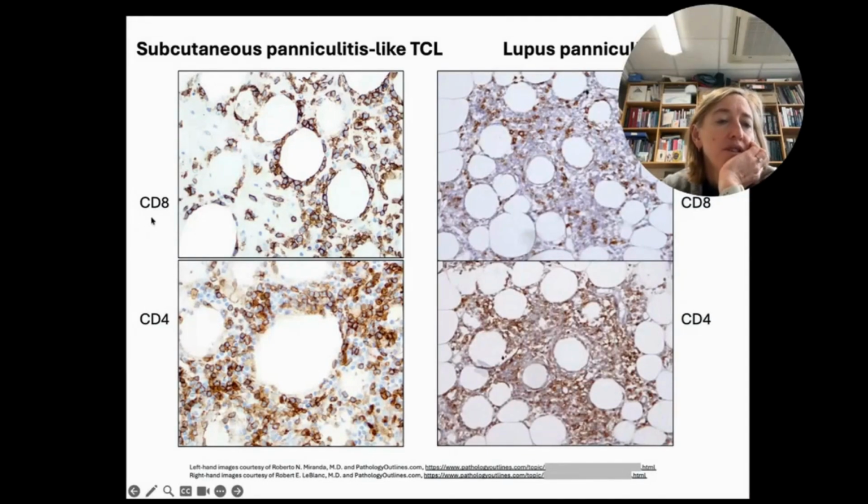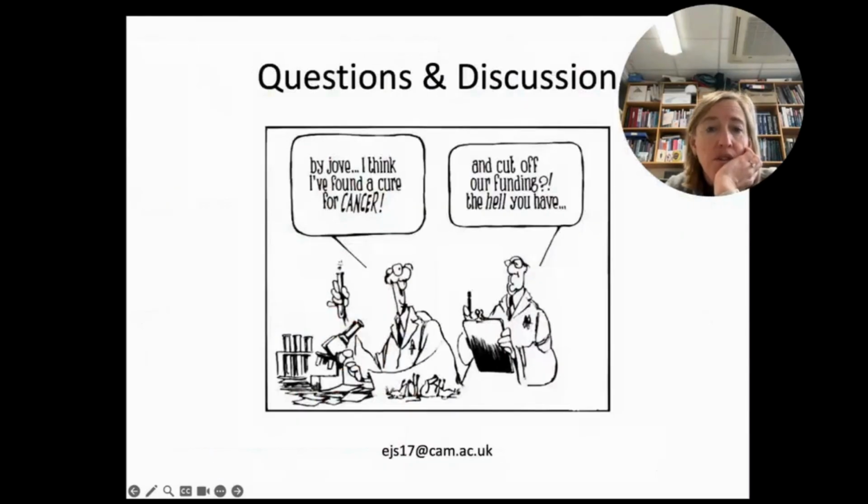Although there are CD4 positive T cells mixed in, the ones that are around the rim of the adipocytes are CD8 positive. Whereas in lupus, you can see there are some CD8 positive cells, but the vast majority of cells present are actually CD4 positive. But of course, if you do clonality, the lupus panniculitis is not going to be clonal for T cells. So that's it from me.